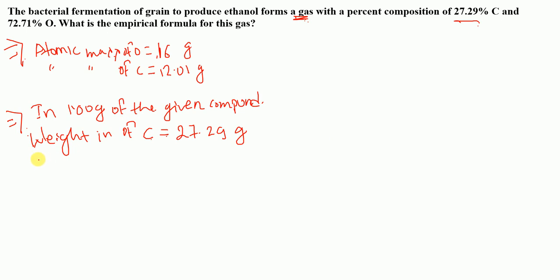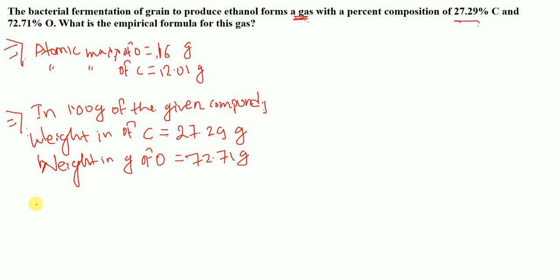Whereas the weight in gram of oxygen is 72.71%. That means we will have 72.71 gram in 100 gram of the compound. So now we have the weight in grams of carbon and oxygen.